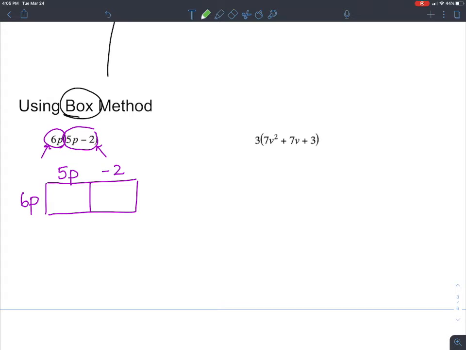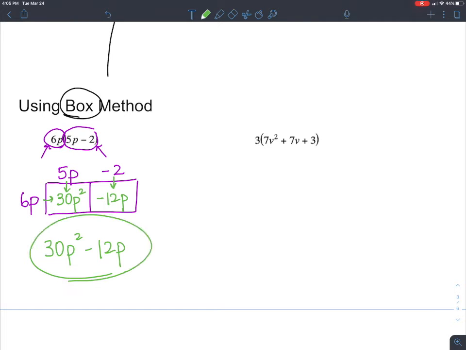So, to find this first box, what is 5p times 6p? Well, that is 30p squared. And in the next box, we have negative 2 times 6p. It's negative 12p. Now, these are not like terms, because one is p squared and one is not. So this becomes 30p squared minus 12p. It's the same thing as just distributing the 6p to each of those terms.